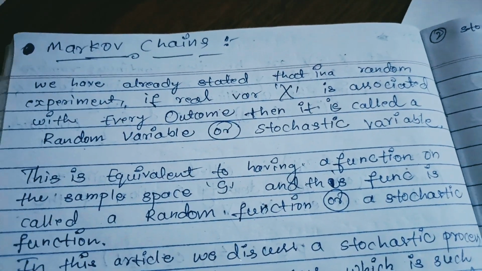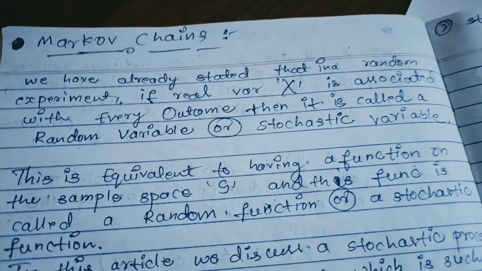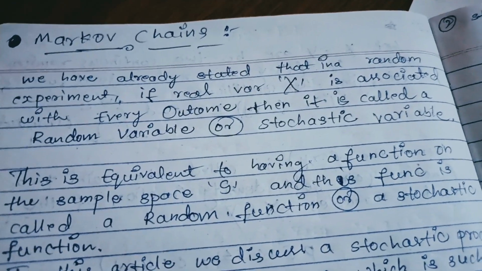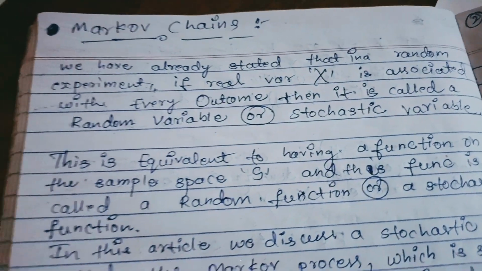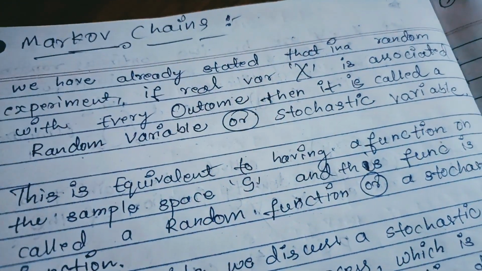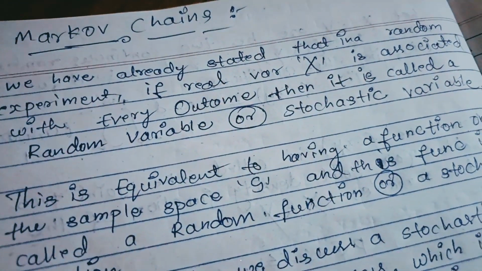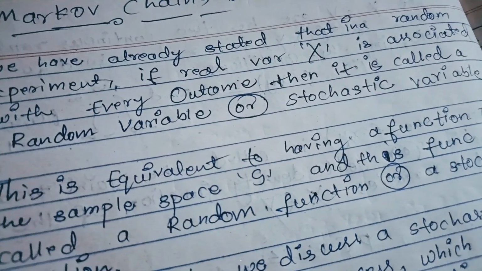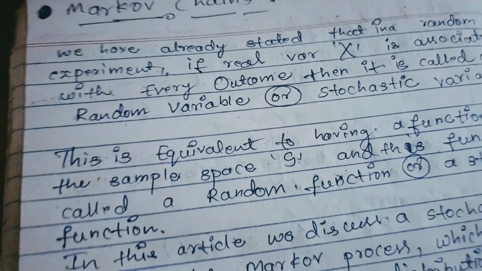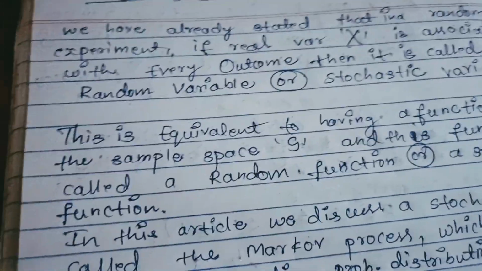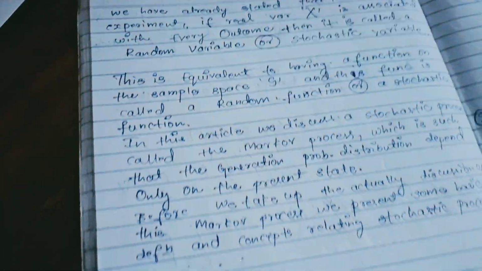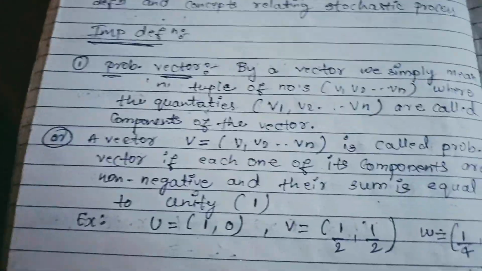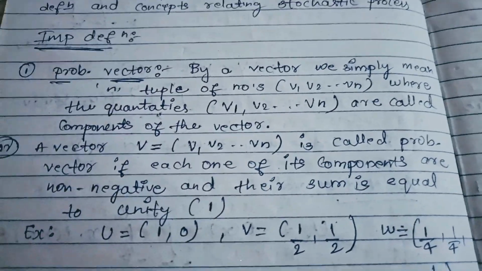Markov chains are a process which depends on the current state for moving to the next state. It depends only on the current state, not on the state before the current state or after the next state. We have some important definitions in Markov chains, the first being the probability vector.